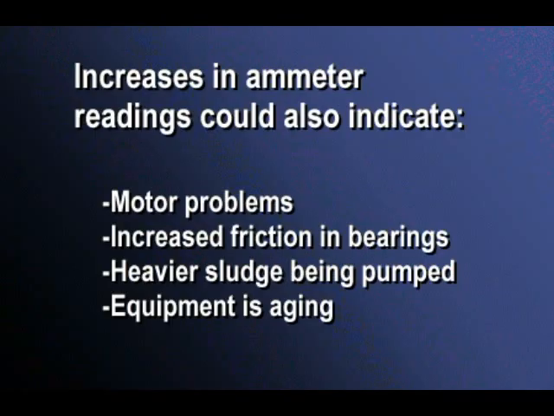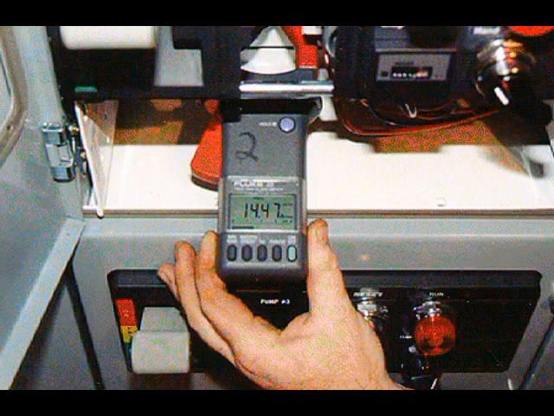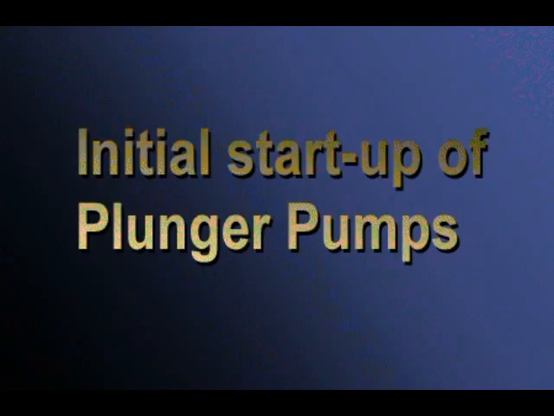Increases in ammeter readings for a pump could indicate motor problems, increased friction at bearings, heavier sludge being pumped, or simply aging of the equipment if the increase is extremely gradual. It may be difficult to determine the exact cause of an increase in ammeter readings. However, you can always anticipate that problems are probably just around the corner if the motor starts to draw more electrical current than normal. There are a few important points regarding the initial startup of a plunger pump.